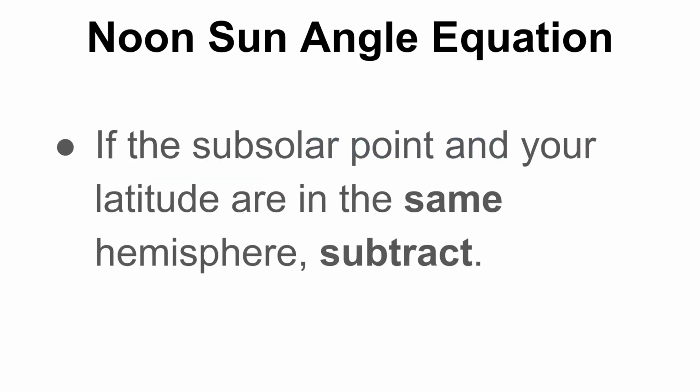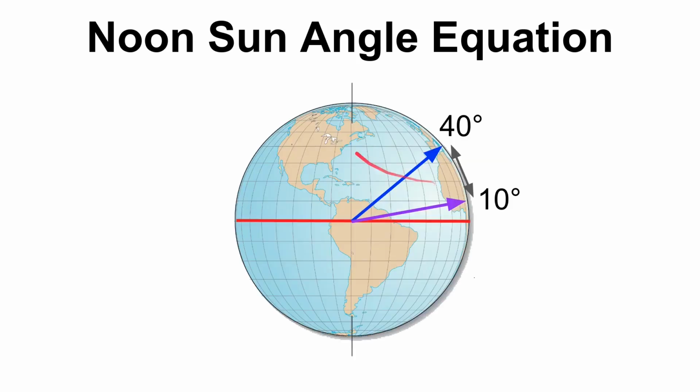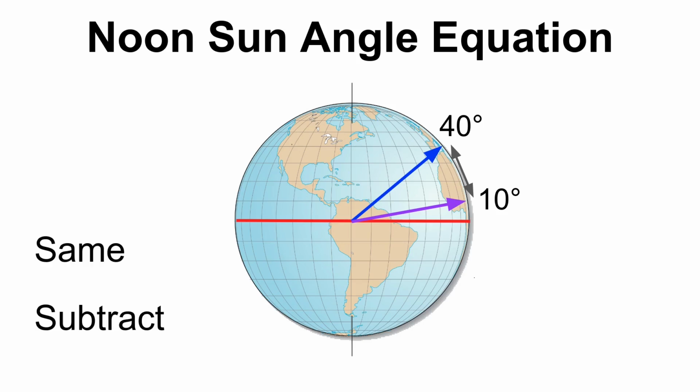If the subsolar point and your latitude are in the same hemisphere, you're going to subtract. So here we have 40 degrees north and 10 degrees north. The difference between them is a 30-degree angle, so you subtract the 10 from the 40. They're in the same hemisphere, so you subtract. In fact, I'd probably remember it that way: same, subtract, because I have a small brain and it makes it easier to remember. Equinox, equator. Summer solstice, same, subtract. If they're in the same hemisphere, you subtract the smaller from the larger because you just want the difference between them. In this case, the difference between 40 degrees and 10 degrees is 30 degrees.